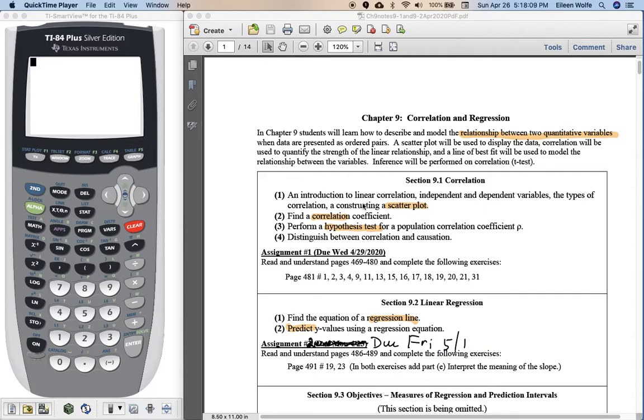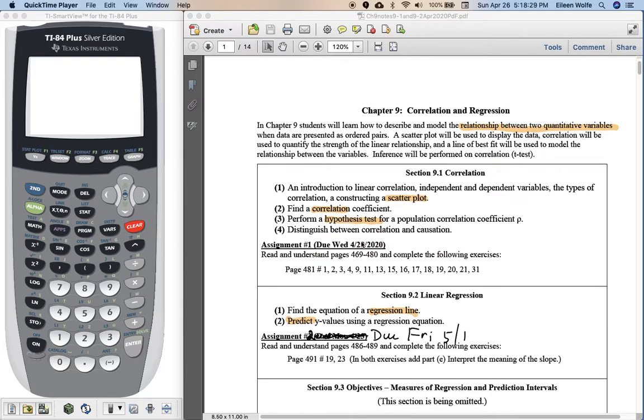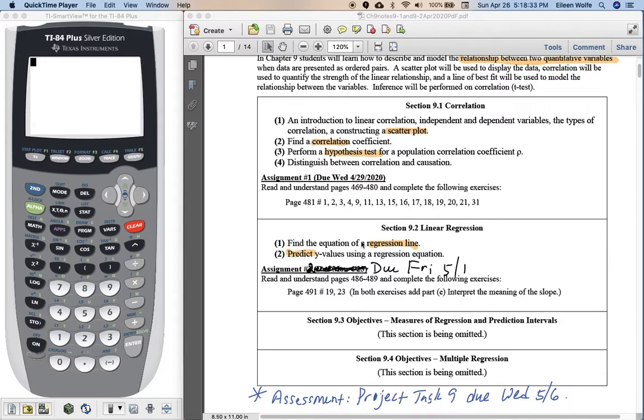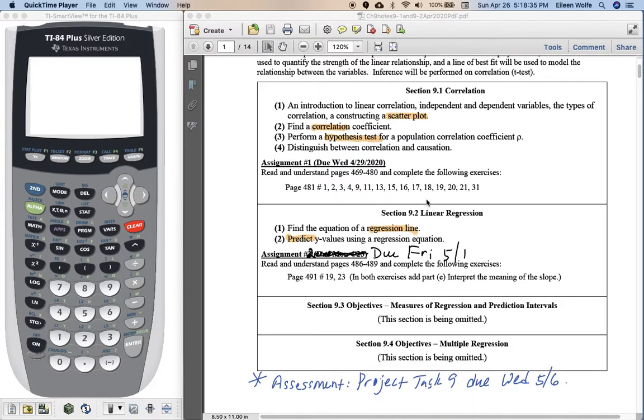So in order to do that, you'll see in section 9.1 that we will visualize that relationship with a scatter plot. We will quantify that relationship with a correlation coefficient. We will test for the significance of that correlation with a t-test. And lastly, we'll distinguish between correlation and causation. This should be enough info for you to do the homework that's due on Wednesday. That's this list of roughly 15 problems.